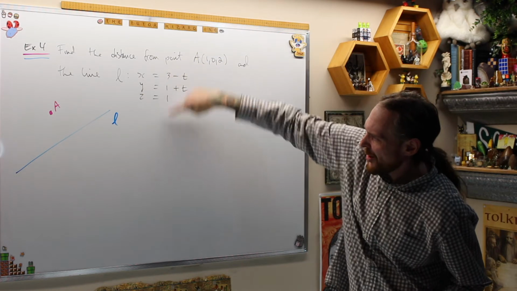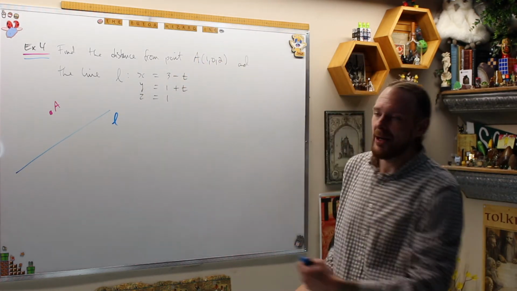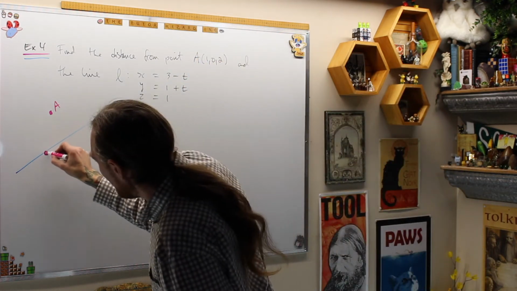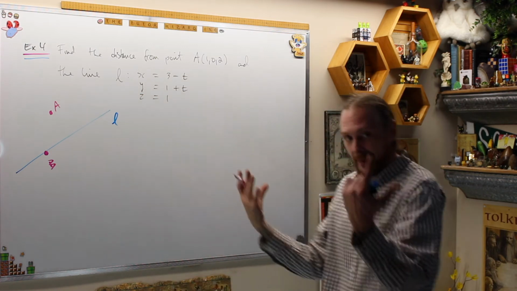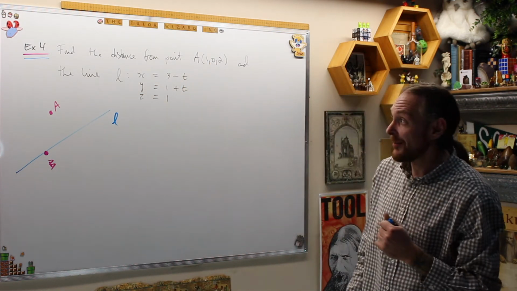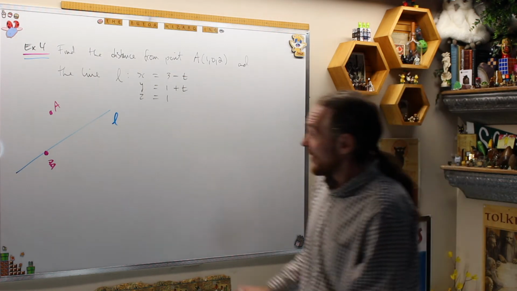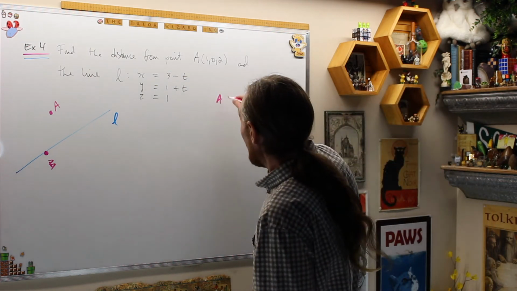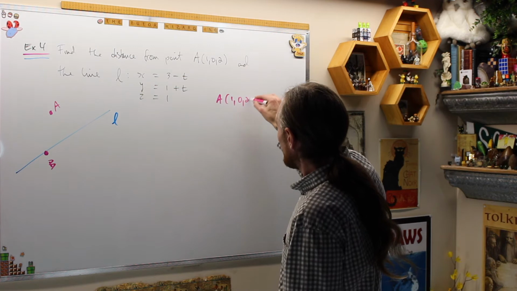There's a point B already on there. It gives it to me in the parametric form, but I need a point B on my line L. And you're like, where am I going to get that? That (3, 1, 1)... is a point on my line. Then, what does that say? A, they already told me, was (1, 0, 2).